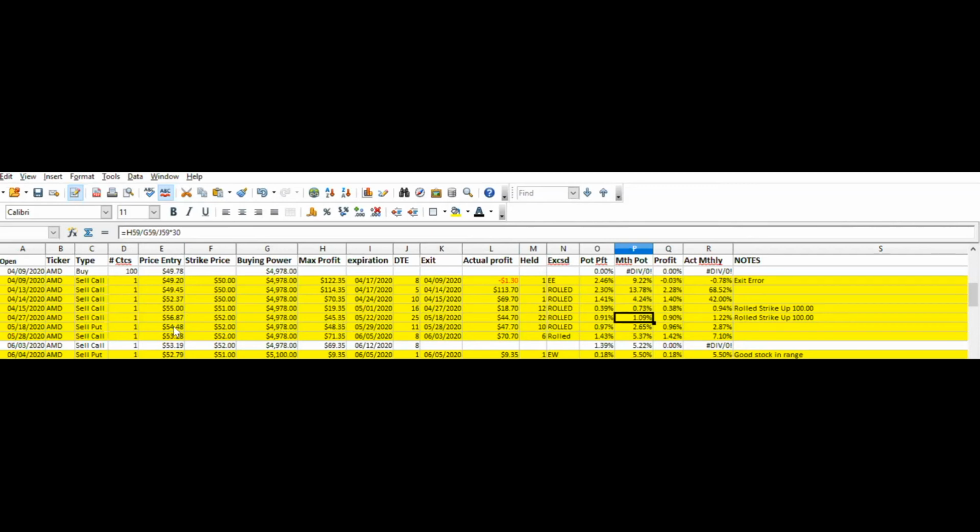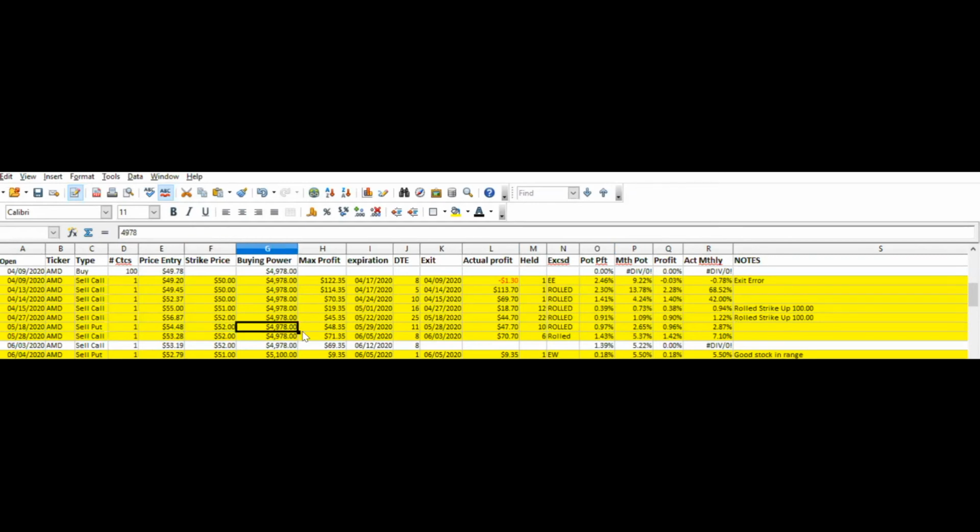And at this point, it's trading above the price, so I'm thinking it's got a good chance of getting called away. So I'm trying to roll that strike up to maximize my profit. But you can see I rolled that again. I held it for 22 of the 25 days. I made a 1.22% return, and I rolled it up for another $100. So you can see now I'm at the $52 strike.